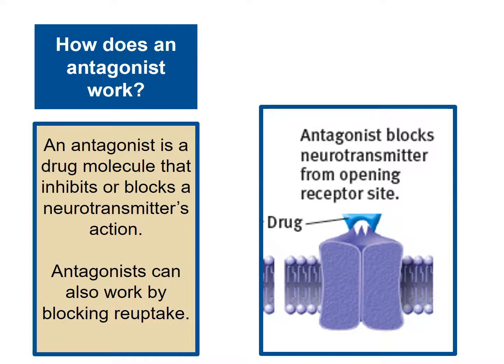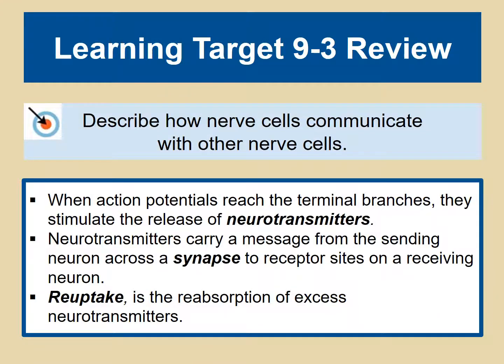How does an antagonist work? Well, it does the exact opposite. An antagonist is a drug molecule that inhibits or blocks a neurotransmitter's action. So antagonists can also work by blocking reuptake. So antagonists block neurotransmitters from the receptor site, so that when one neuron is sending action potential to another neuron and the neurotransmitter is trying to bind in the receptor site, it can't because it's blocked by the antagonist. Also the same for reuptake. It won't let the neurotransmitter back in either.